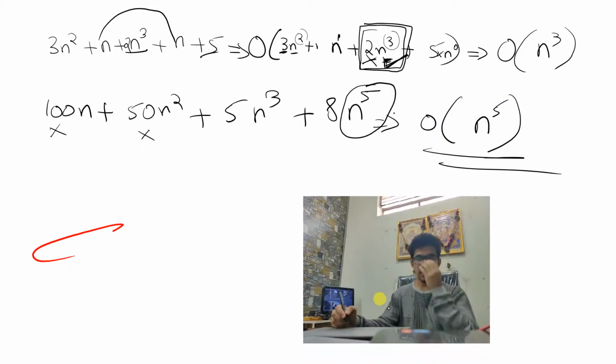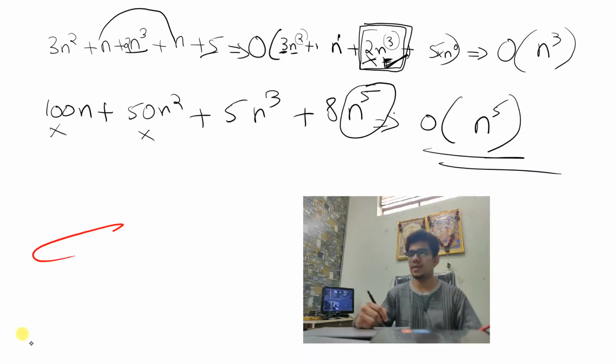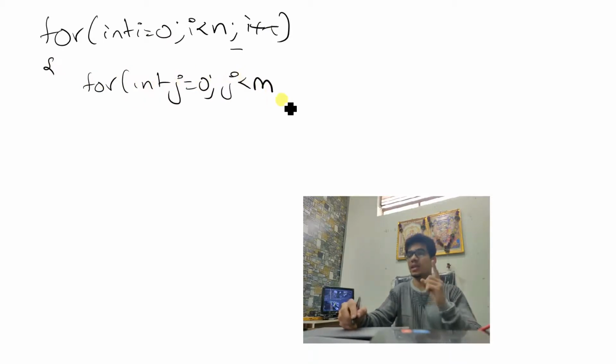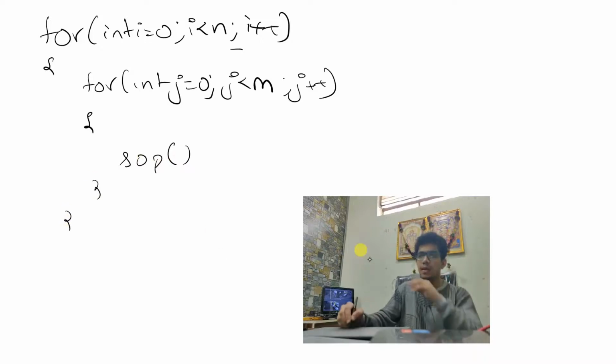Is this clear? So I hope you have understood how to reduce that. Now let me give a last example from the beginning to the end. Watch here. Let's imagine I have a for loop: int i should start from 0, i is less than n, i plus plus. Inside this for loop, I have int j starting from 0, j is less than m, not n, m, j plus plus. Here I will write some System.out print statement, that's it.